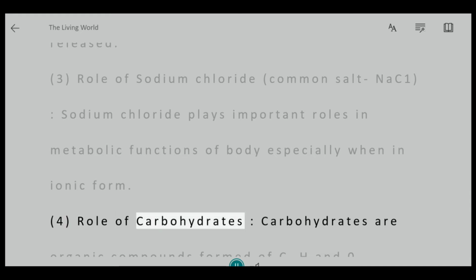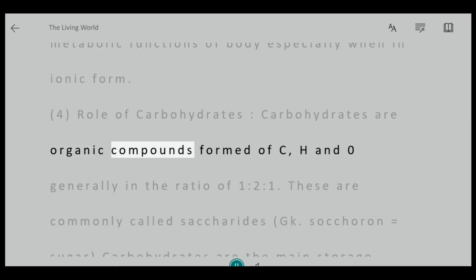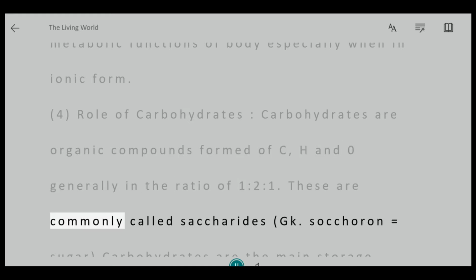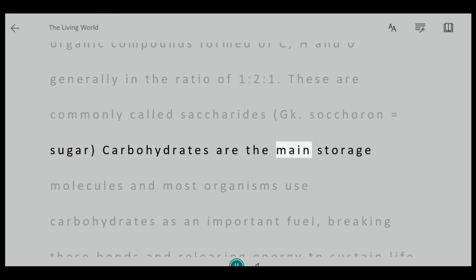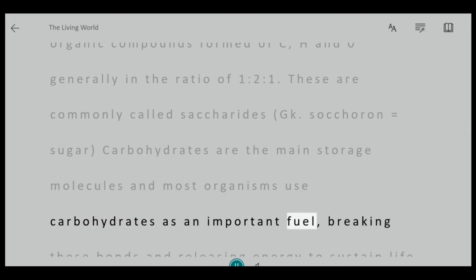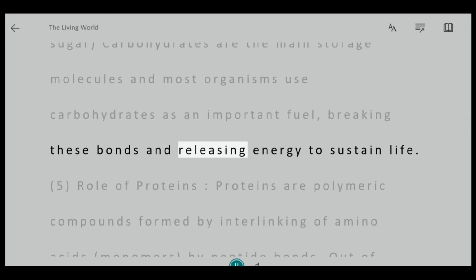4. Role of carbohydrates. Carbohydrates are organic compounds formed of C, H and O generally in the ratio of 1 to 2 to 1. These are commonly called saccharides, Greek saccharon equals sugar. Carbohydrates are the main storage molecules and most organisms use carbohydrates as an important fuel, breaking these bonds and releasing energy to sustain life.